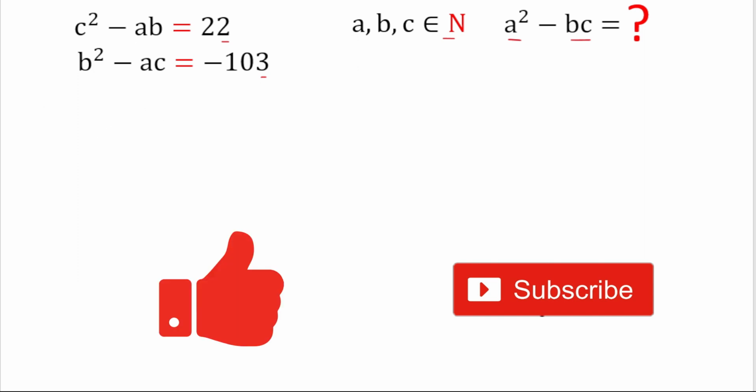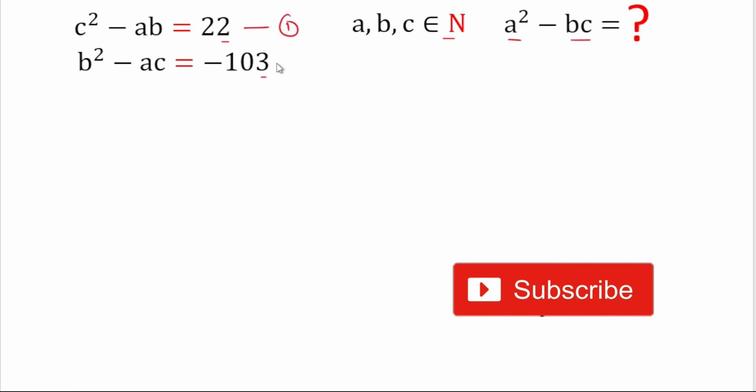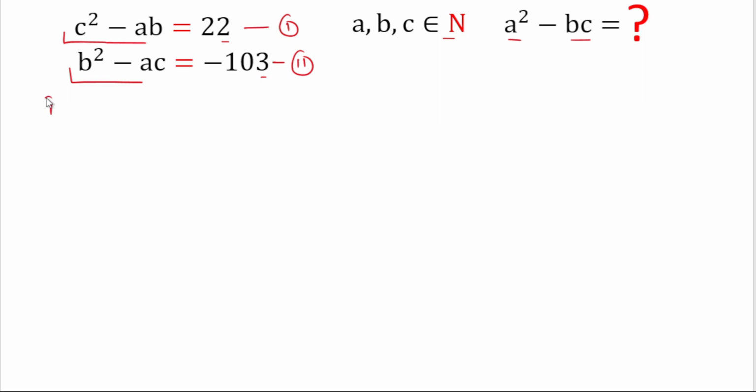Let's start the video. Now for solving this problem, we'll take this as equation 1 and this equation as equation 2. Now here we have c square minus ab and b square minus ac. So we'll subtract equation 2 from equation 1.